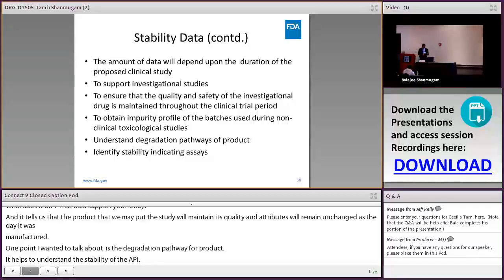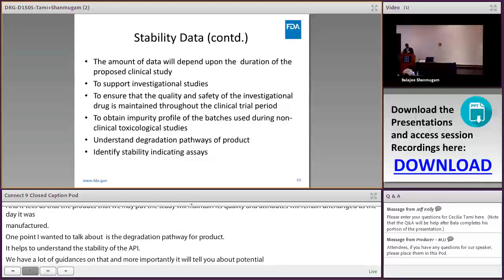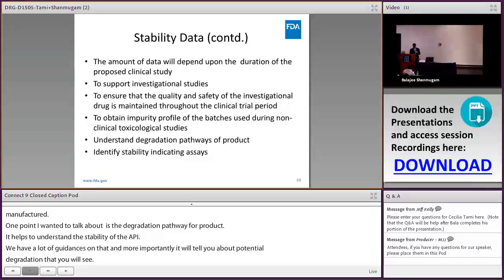And the other important thing is it also lets us know that the method you're using to do this testing is actually capable of being stability indicating.